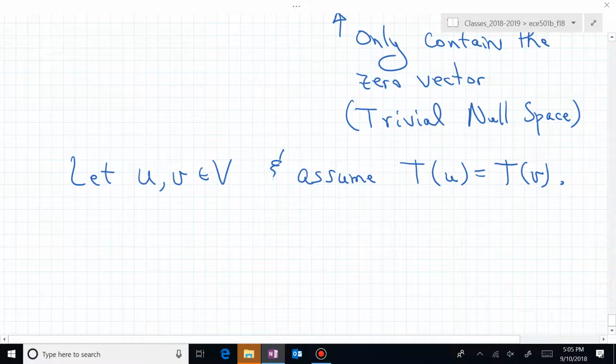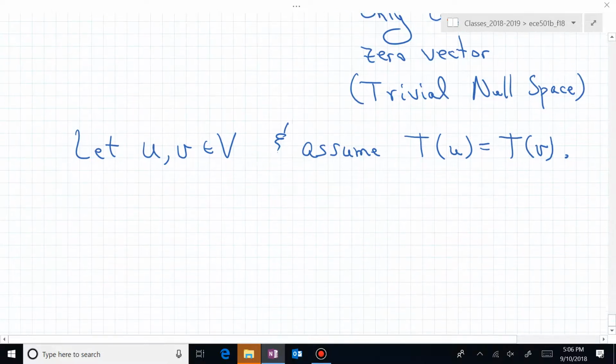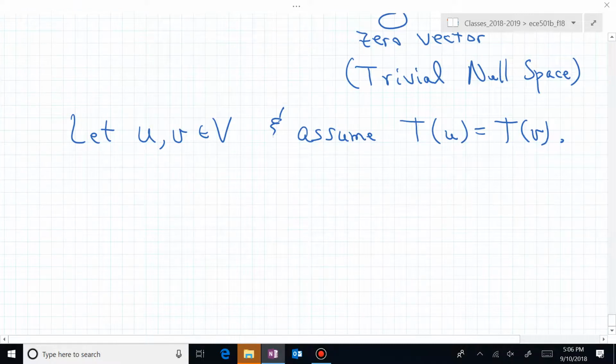Yes? Do you refer to a trivial null space as the null space that only contains zero? Yes. When I say a trivial null space, that means the only vector in that null space is the zero vector. It's trivial because it only contains one vector. And the null space has to be a subspace. And so what's the simplest vector space or subspace? It's the zero vector. And so that's the trivial null space, is what I'm using to denote that.